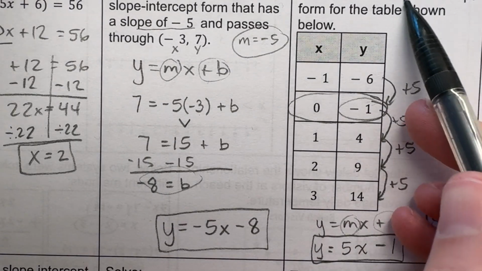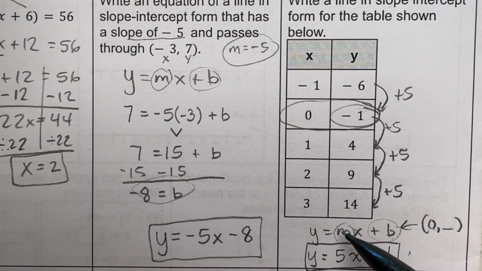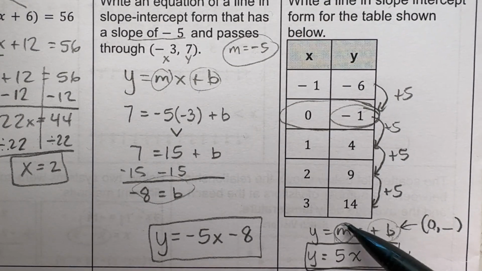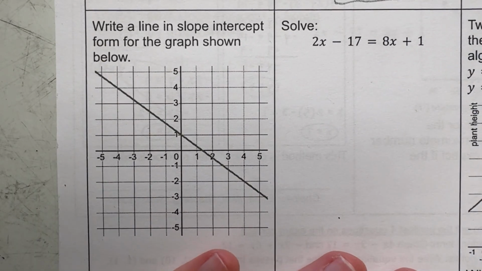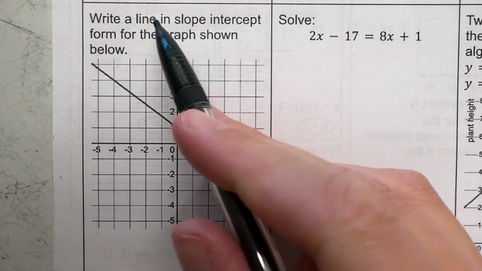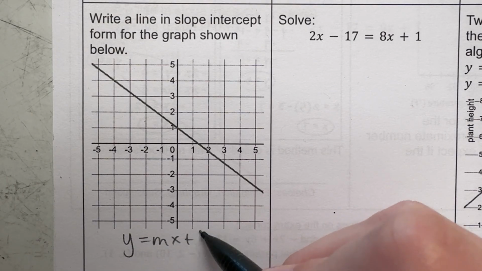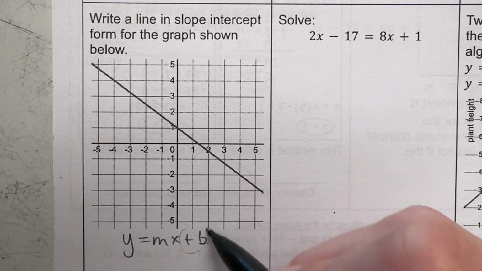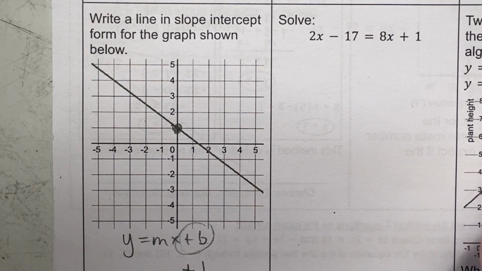Again, whenever I'm asked for slope-intercept form, I just need 2 things, the m and the b, the change or the slope and the y-intercept. Okay. Same exact thing here. I am writing a line in slope-intercept form. So I need the m and the b. Okay. The b is the y-intercept. It's right here. In this case, it's +1.